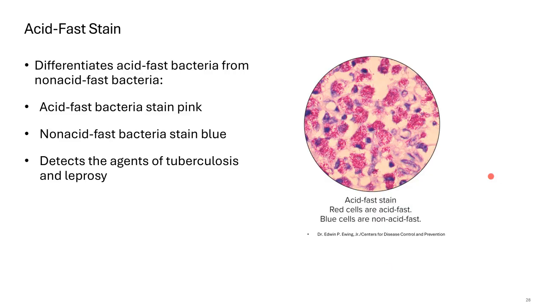Acid-fast staining. So there are certain kinds of bacteria that are acid-fast, certain that are not. So the agents of TB, tuberculosis, and leprosy are acid-fast. And this allows us to look at them in a bigger culture. So the red cells are acid fast, the blue ones are non-acid fast. You'll do this in the virtual lab.